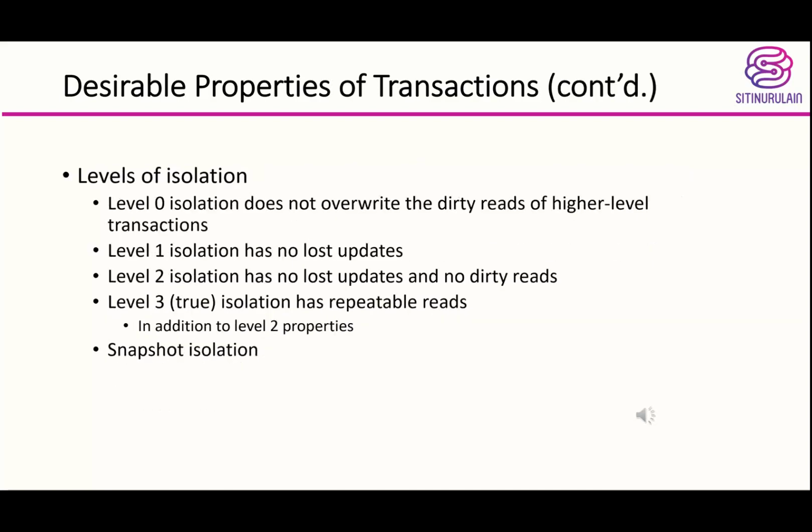Levels of isolation. Level 0 isolation does not overwrite the dirty reads of higher level transactions. Level 1 isolation has no lost updates. Level 2 isolation has no lost updates and no dirty reads. Level 3, true, isolation has repeatable reads, in addition to Level 2 properties. Snapshot isolation.